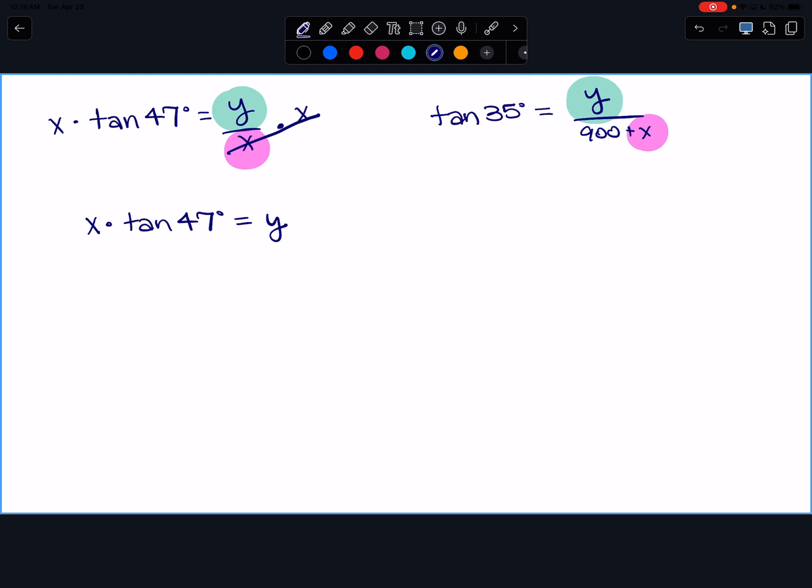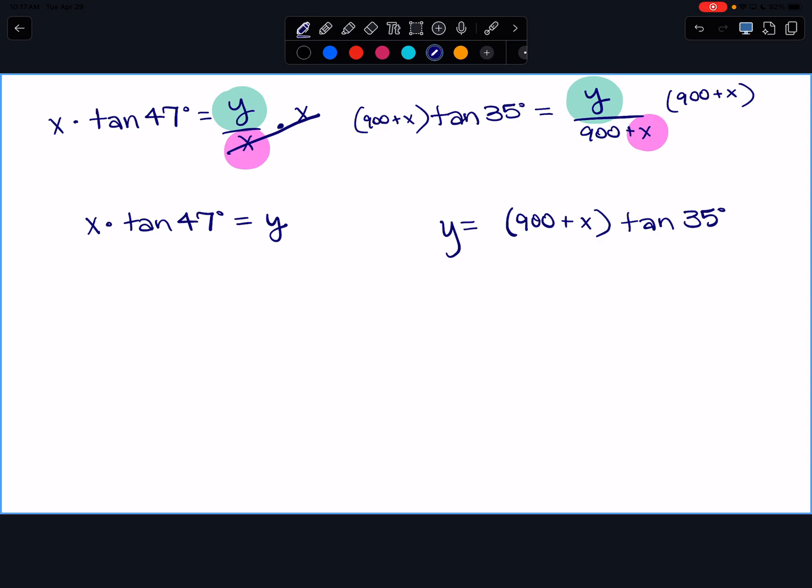Can you solve the one on the right for y? Yeah. What would I do to solve this for y? I would multiply by 900 plus x. You'll notice I'm putting them in grouping symbols. Why am I doing that? Because they're being added, right? So you can't split them up. You got to make sure you keep it together, okay? Anytime you see a plus or a minus, you got to keep them together.